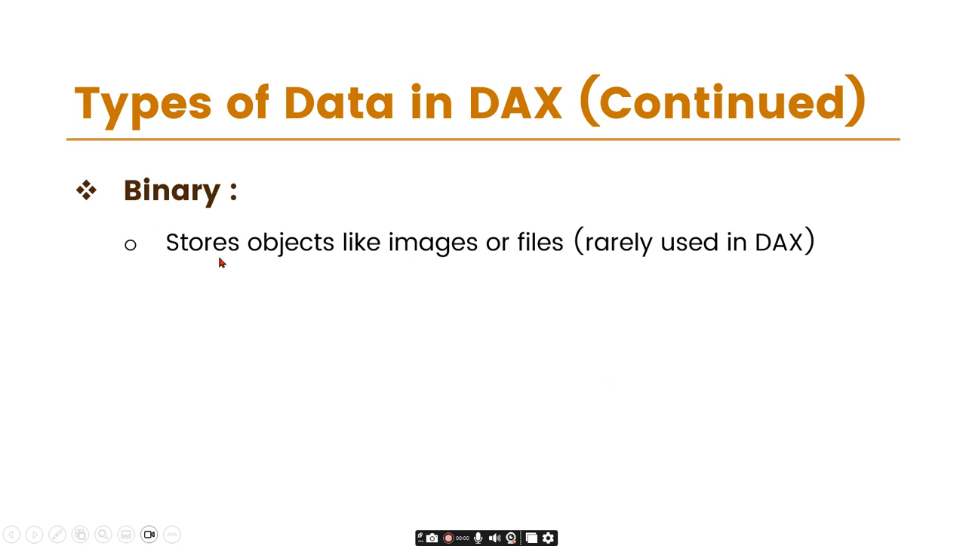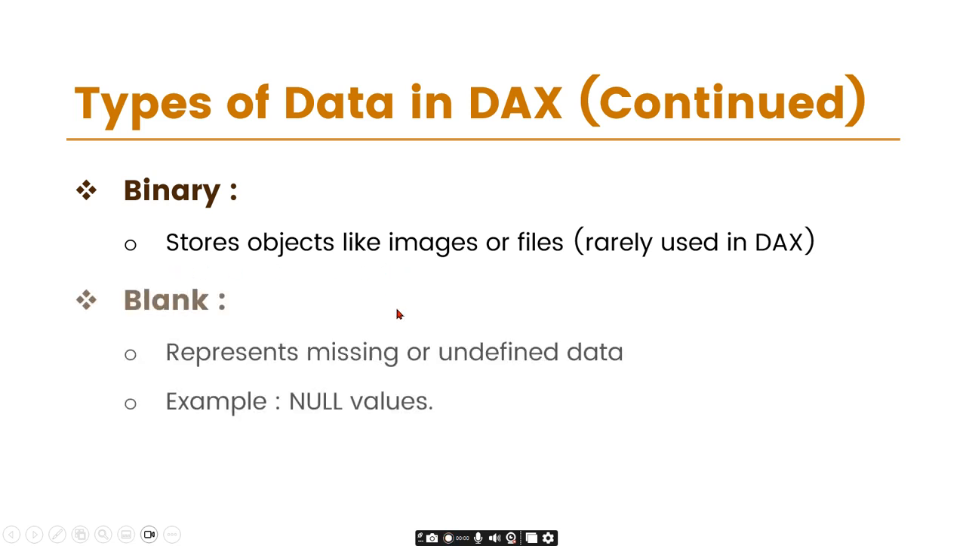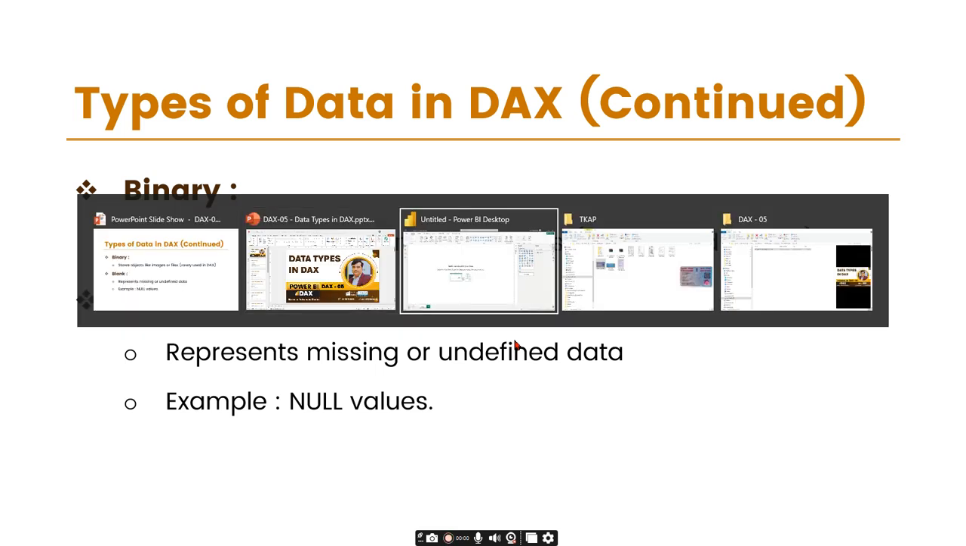Right. Next we have binary. Binary is very rarely used in DAX, and it actually stores images or files. And blank will store the null values. Right. So we'll go to Power BI and see all these data types, how they actually look and how the data is stored in the Power BI window.